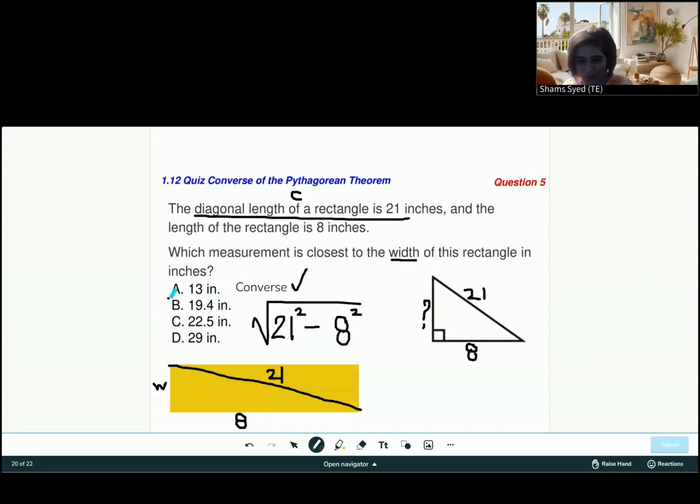Dwayne says B, 19.4. Dwayne, 100%. You are at Mastery for this quiz. Wonderful. Tamara, is that what you got? And Zamaya? That is the right answer, 19.4. Raina got that. Let's move on to the next variety of question 5.